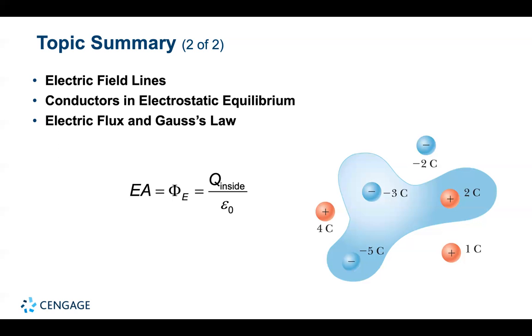For electric flux and Gauss's law, Gauss's law states that the electric flux through any closed surface is equal to the net charge Q inside the surface divided by the permittivity of free space, epsilon zero. For highly symmetric distributions of charge, Gauss's law can be used to calculate electric fields.